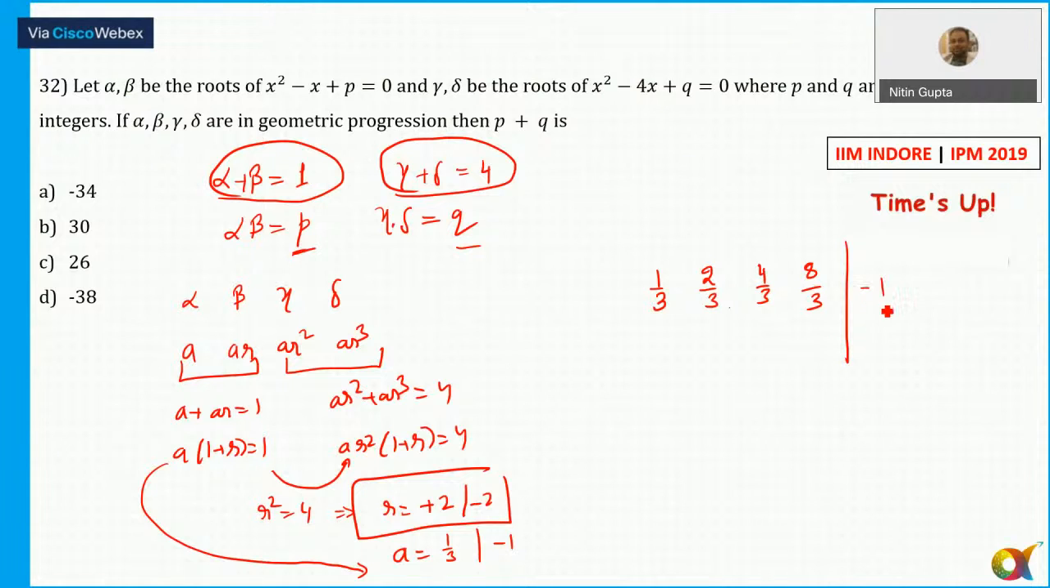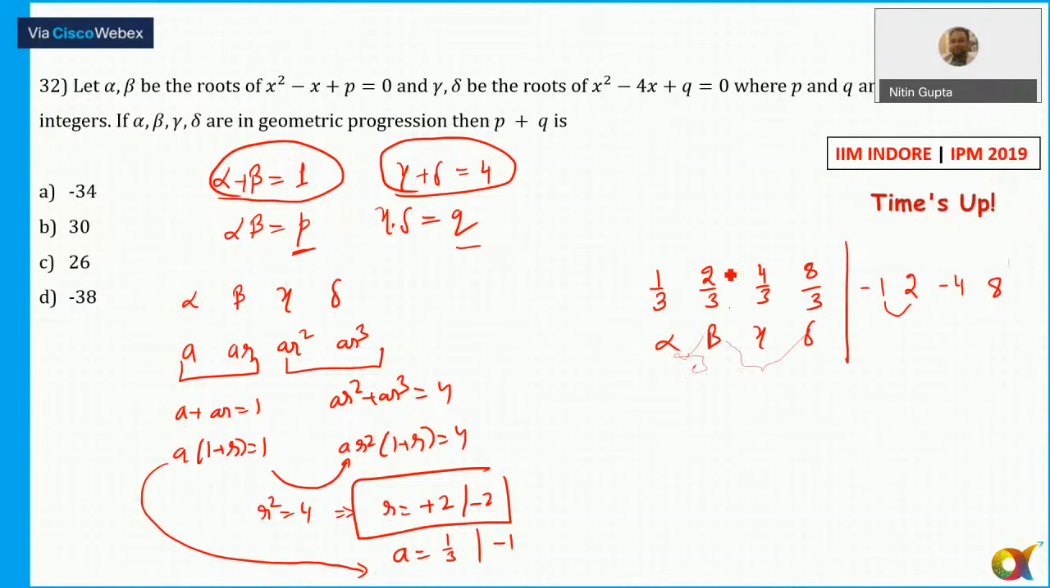In that case, what is going to happen? If A is equal to -1, I'll get -1 into -2, which is equal to plus 2, 2 into -2, which is equal to -4, and -4 into -2, that is equal to +8. So these are two different GP series. So this is the value of alpha, this is beta, this is gamma, and this is delta.